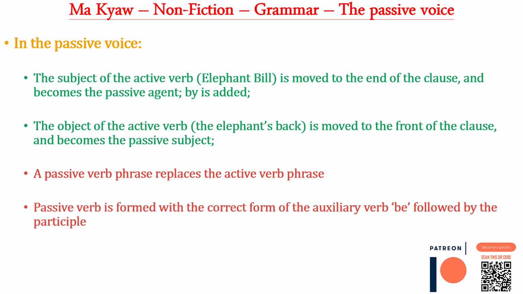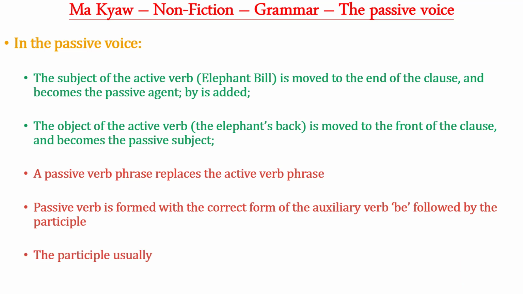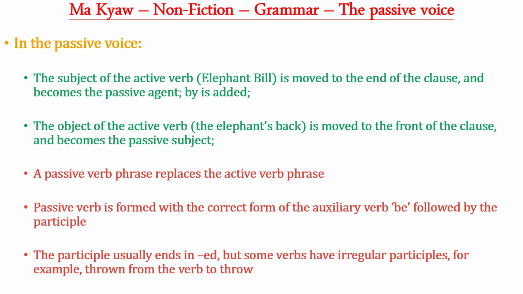A passive verb is formed with the correct form of auxiliary verb be followed by the participle. It can be a past participle or present participle depending upon the active voice sentence. The participle usually ends in ed or ing, but some verbs have irregular participles. For example, thrown from the verb to throw.